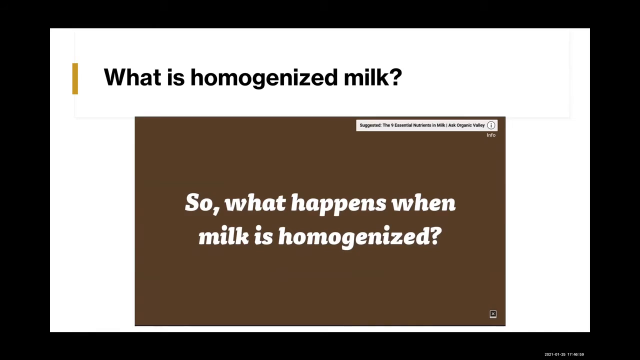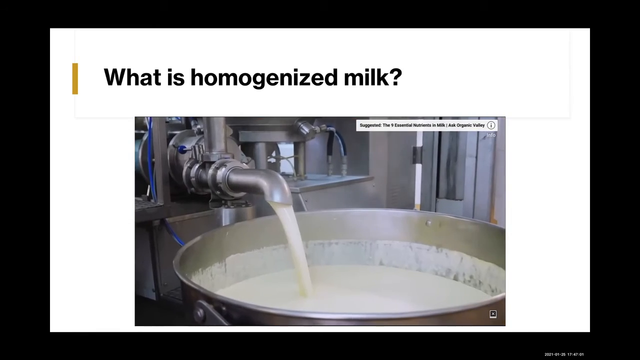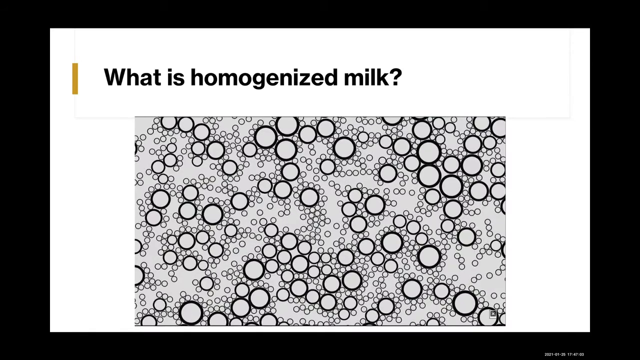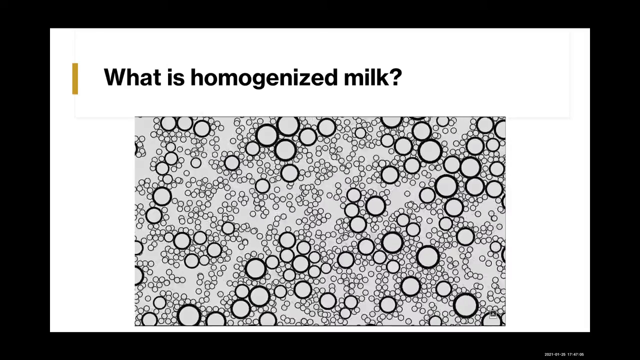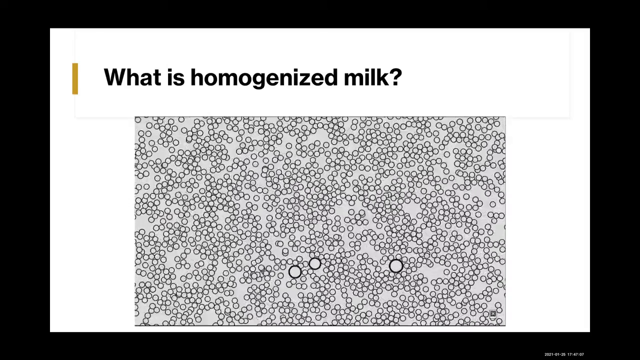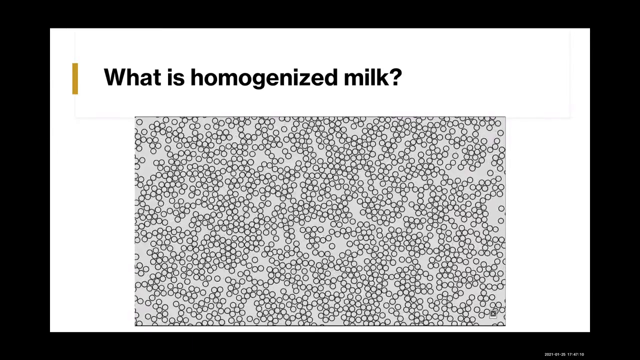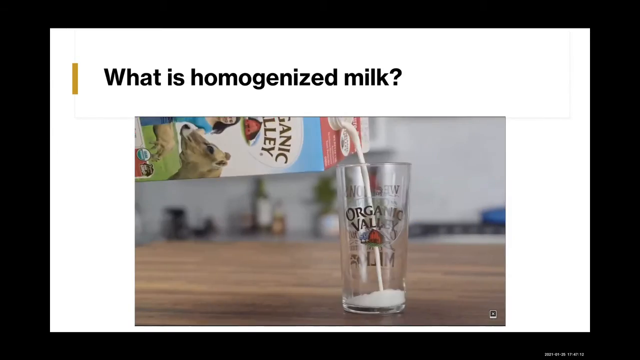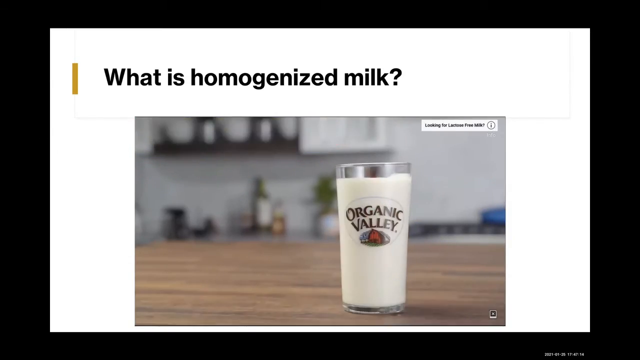When milk is homogenized, it's heated, agitated, and passed through a valve at high pressure. This physical process changes the fat molecules so they are the same size and density as the rest of the milk. The result? Homogenized milk is always smooth and consistent. That's really all there is to it.